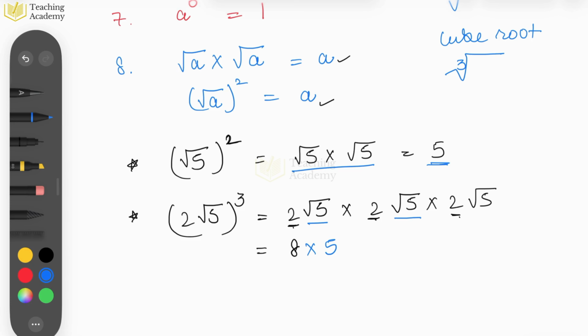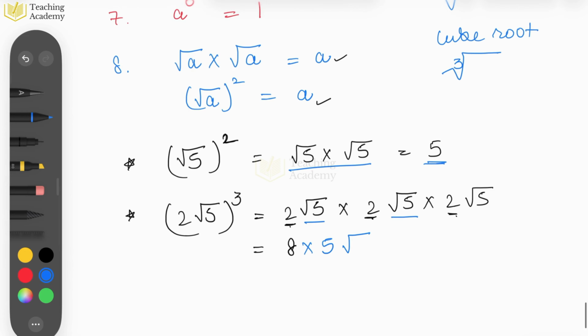So you just need to understand that if it is a square root, you make two same numbers as one pair and make it a whole. Okay? And then we are left with a root 5 again. Now you multiply it. 5 times 8 is 40, root 5. I hope this is clear.